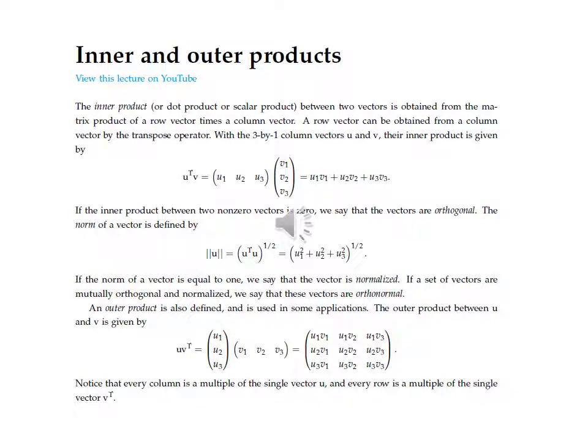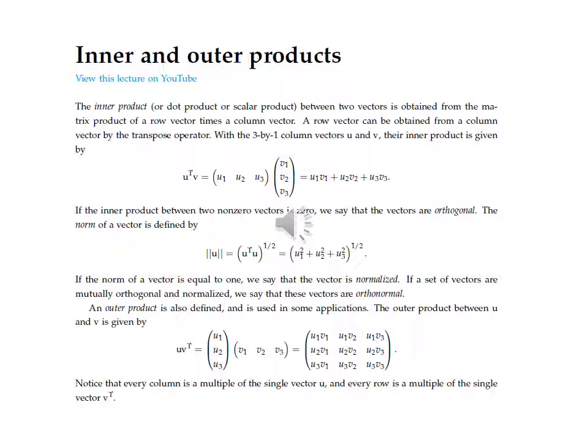Inner and outer products. What is the meaning of inner and outer products? The inner product, or dot product, or scalar product between two vectors is obtained from the matrix product of a row vector times a column vector. A row vector can be obtained from a column vector by the transpose operator. With the 3 by 1 column vectors U and V, the inner product is given by U transpose V, multiplying U1, U2, U3, which is a row vector, by the column vector V1, V2, V3, giving U1V1 + U2V2 + U3V3.